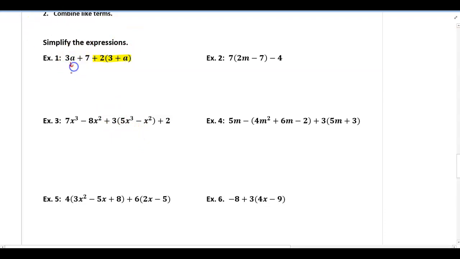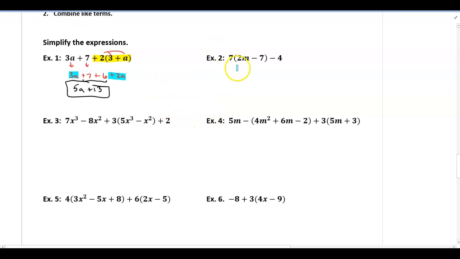So I'm going to bring down my 3a. I'm going to bring down my plus 7, but I'm going to distribute this 2. 2 times 3 is 6. 2 times a is 2a. And now I can go ahead and combine like terms. 3a plus 2a will give me 5a. And then 7 plus 6 would be plus 13. And I am done. Okay.